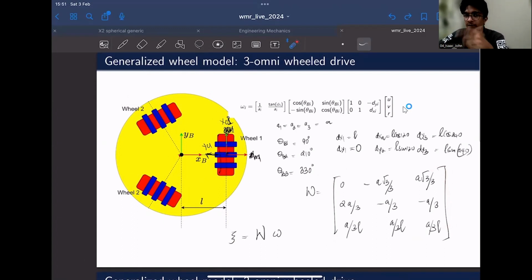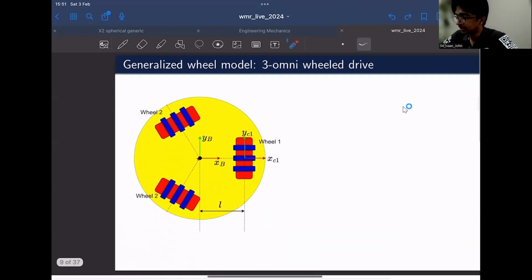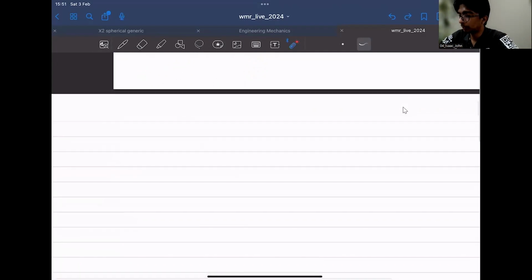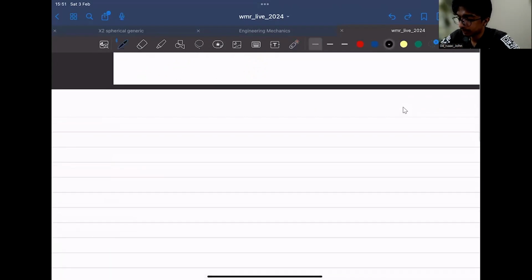So that makes them holonomic. Whereas in the case of a skid steering robot or a differential drive robot, the rank of the W matrix is never going to be 3. It will always be less than 3. So that means they are non-holonomic, right? So yes, that's what holonomic and non-holonomic systems are about.